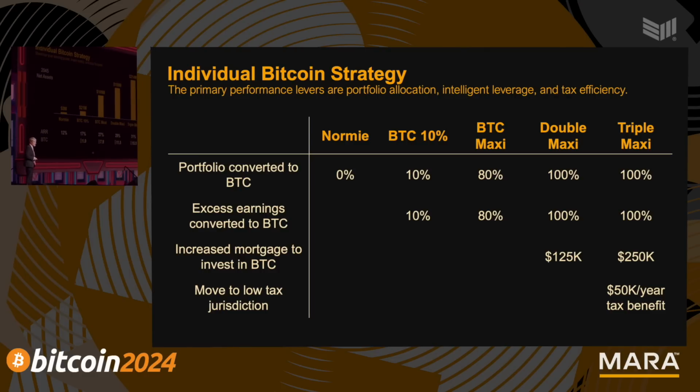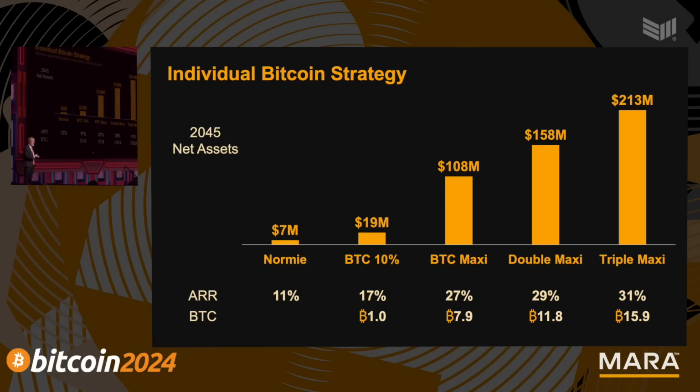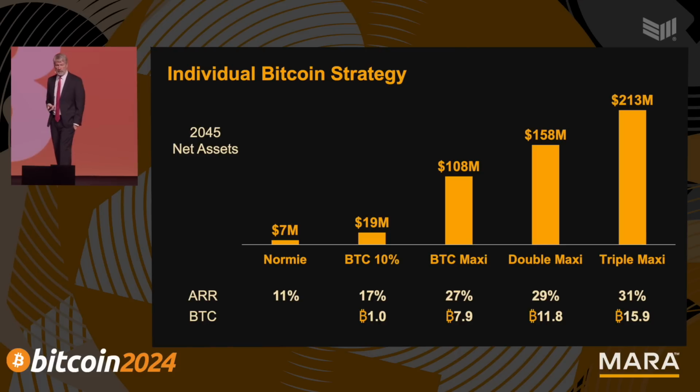What's the result? Well, this is the result. The normie ends up with $8 million in 21 years. The 10%er will more than double that. The Maxi ends up with $100 million. The double Maxi, $150. The triple Maxi, $214 million. You can see the power of leverage, and the choice is yours. And you can also see, it takes 15.9 Bitcoin to be a triple Maxi. 6.25 Bitcoin will make you a wealthy person.